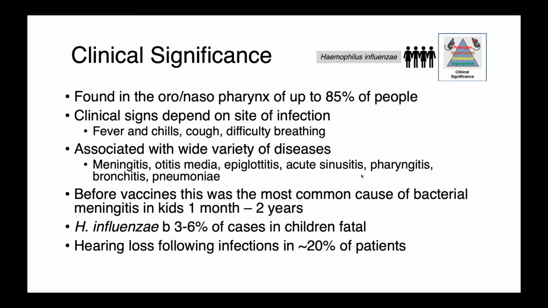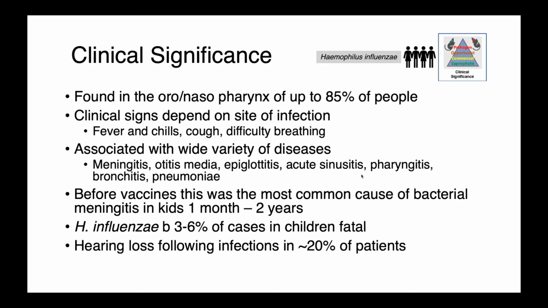This is an organism that's found in the oro and nasopharynx of about 85% of people, so it's very, very common. And just like in our animals, the clinical signs really depend on the site of infection. So fever, chills, cough, difficulty breathing. We see a wide variety of diseases from meningitis to otitis, pneumonia, pharyngitis. It can really cause a broad spectrum of clinical syndromes.